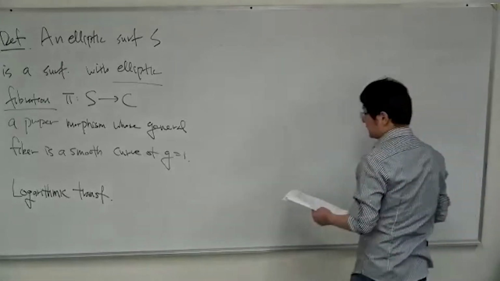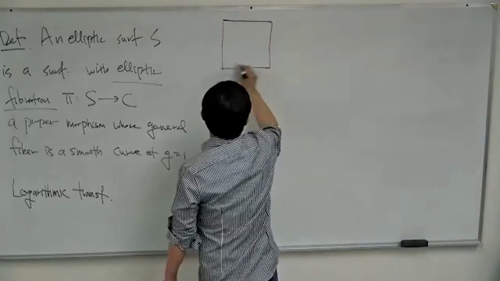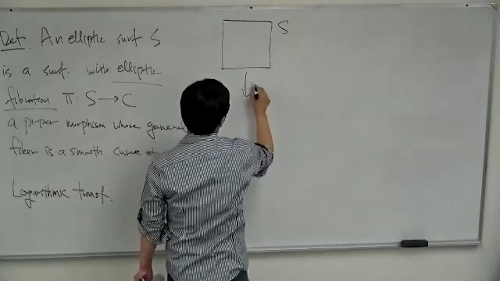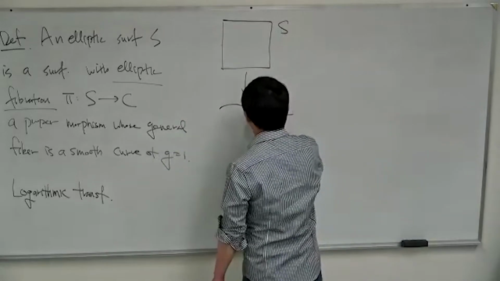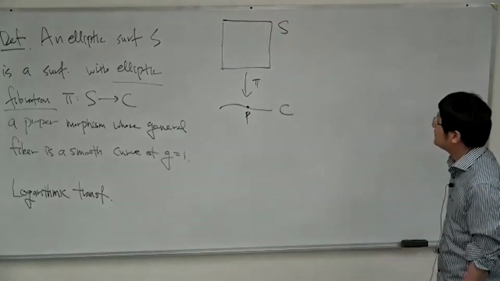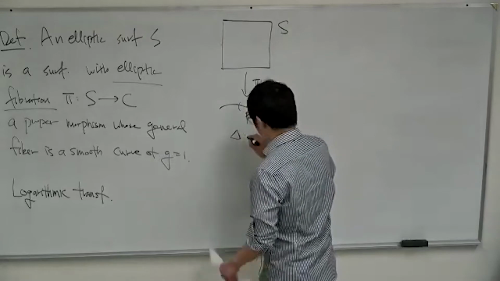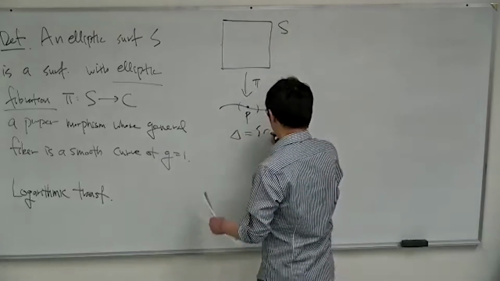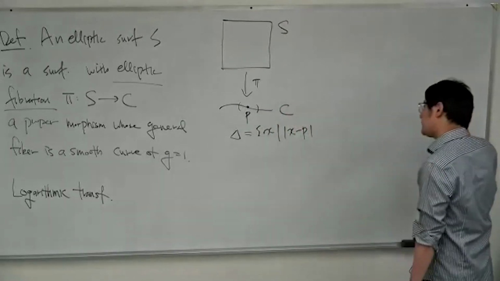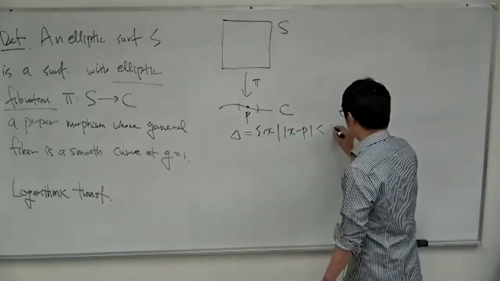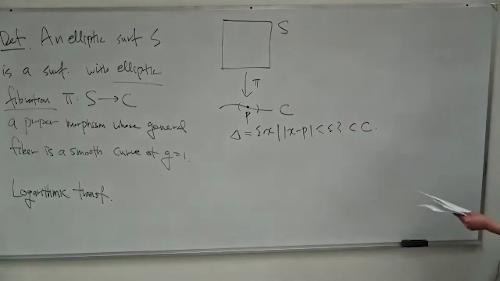The idea is quite simple. So I have this surface S, and it maps to this curve C. And then I choose a point here, P. And then I consider a small neighborhood around this P, defined in this way. So this is a small disk containing P.